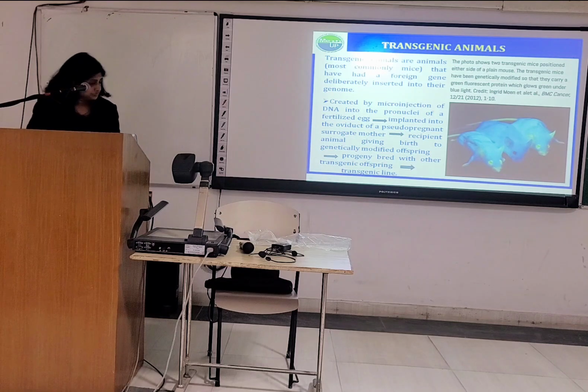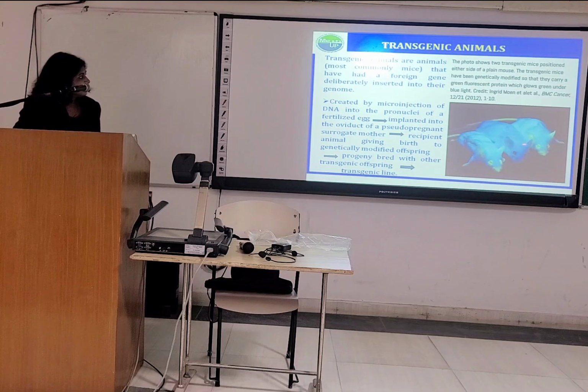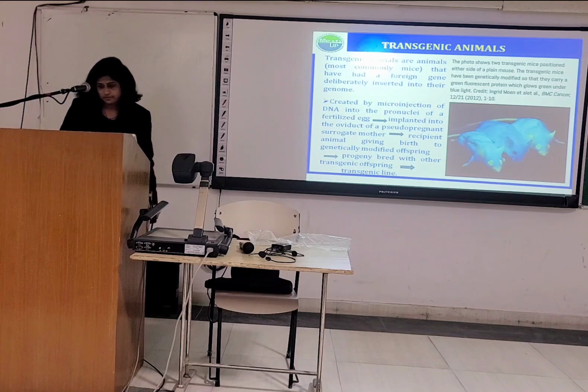This photo shows two transgenic mice positioned either side of a plain mouse. The transgenic mice have been genetically modified so that they carry a green fluorescent protein which glows green under blue light.